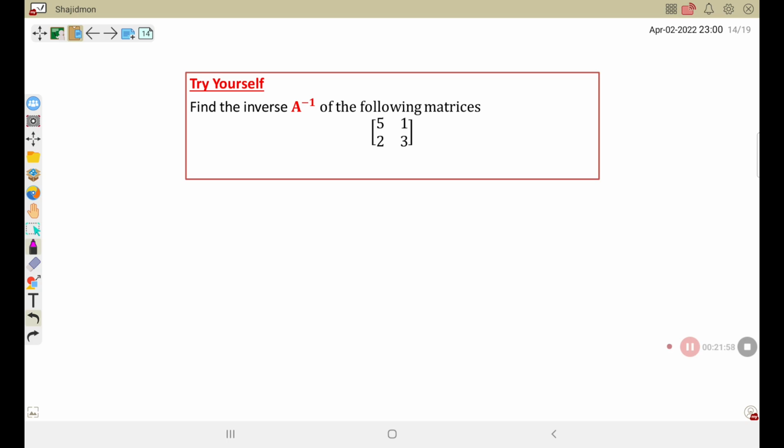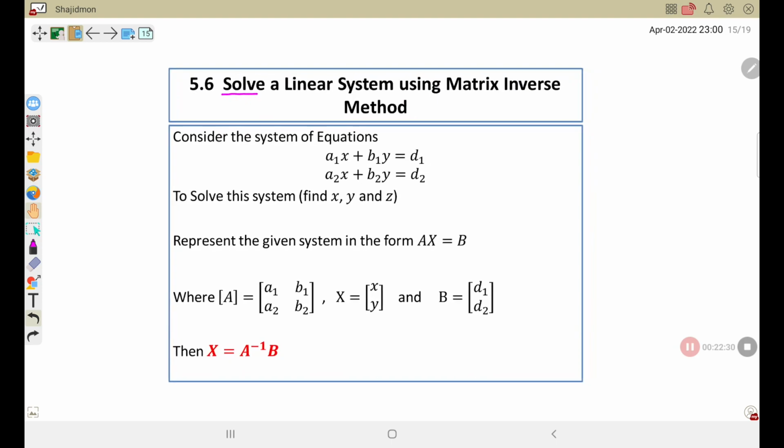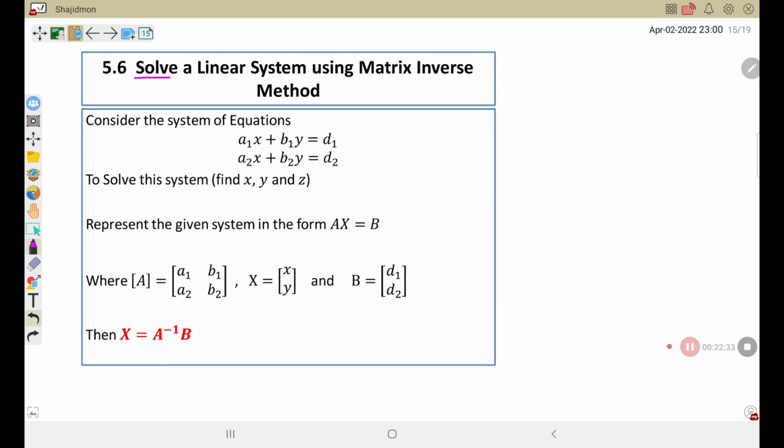Now we are going to do the third one. The determinant and inverse we explained only for 2 by 2 matrices; in later videos I will upload 3 by 3 and other dimensions. Now we come to the last point, which is our main point: solve a linear system using the matrix inverse method. How can we find the solution of a system of equations? Especially, we are discussing 2 by 2 systems of equations.